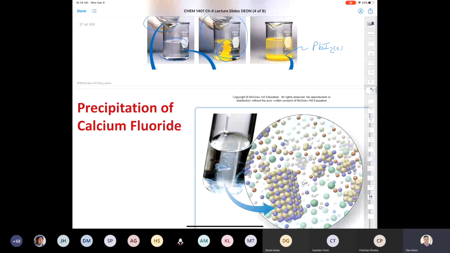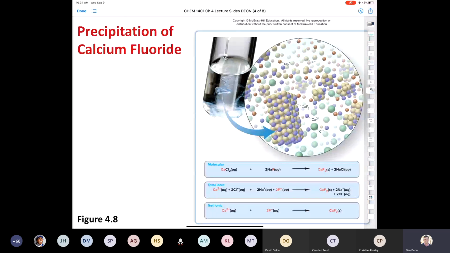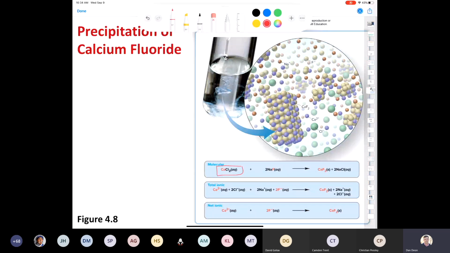Look, this is what's happening at the molecular level. If you mix calcium chloride, you can probably buy it at Ace Hardware, calcium chloride dissolves in water, no problem. So it's aqueous. If you mix that with sodium fluoride, metal, non-metal, ionic, goes into solution. What are you going to have when you mix these two things? You're going to have an aqueous solution of calcium ions, chloride ions, sodium ions, and fluoride ions.